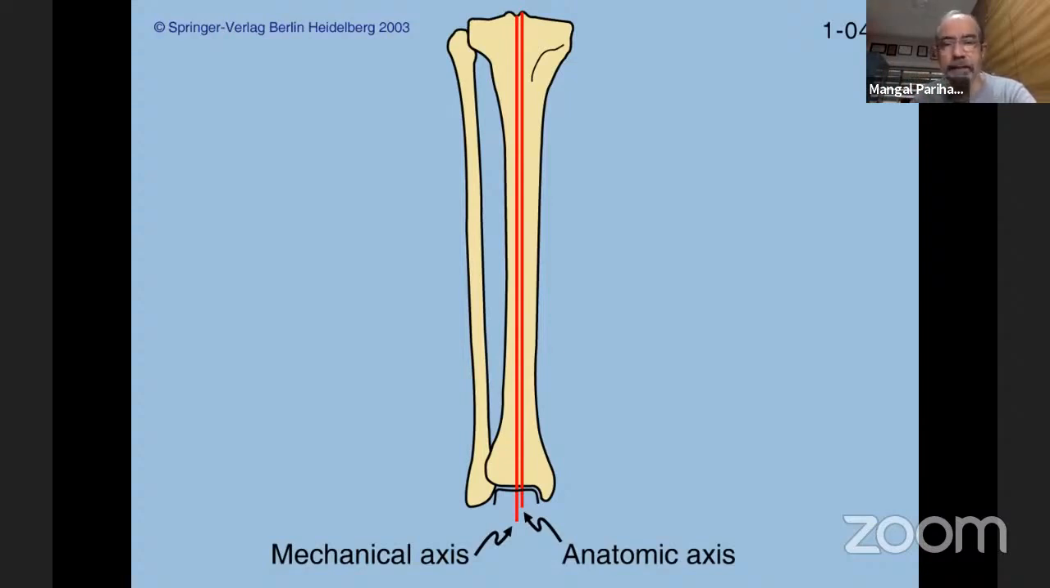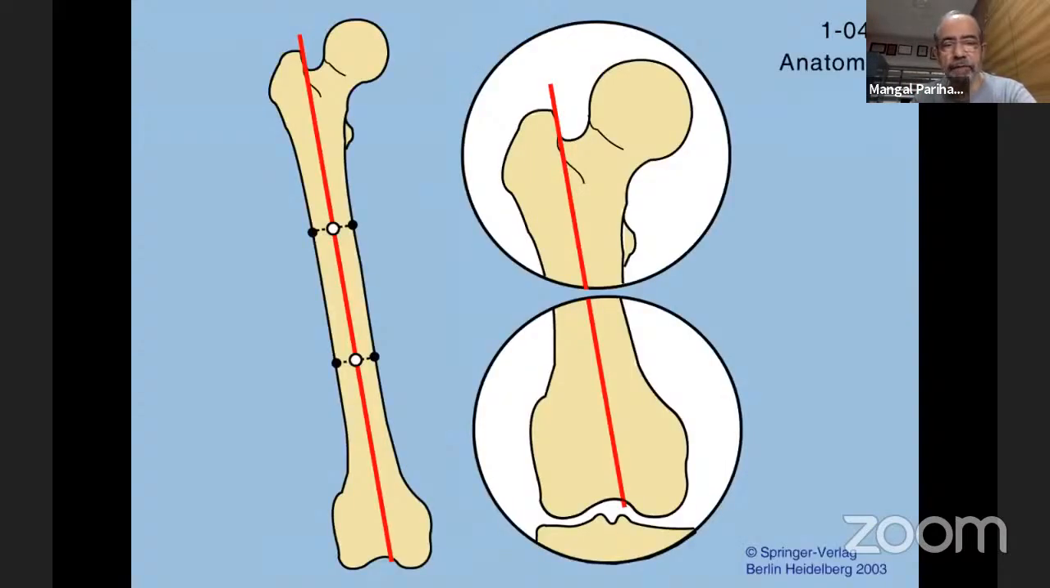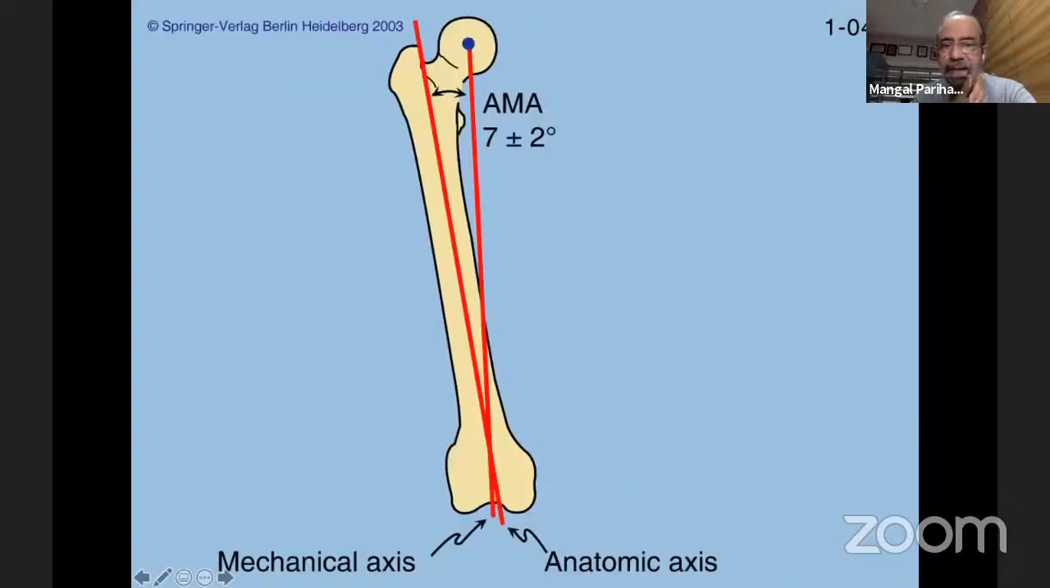For practical purposes, they are the same. In case of the femur, the anatomic axis is the mid-diaphyseal line of the shaft of the femur, which goes from the piriformis to just medial to the femoral notch. This is different from the mechanical axis, which is the center of the head to the center of the knee. Normally we say there is an angle of somewhere between 5 to 9 degrees, an average of 7 degrees, between the anatomic and mechanical axis.